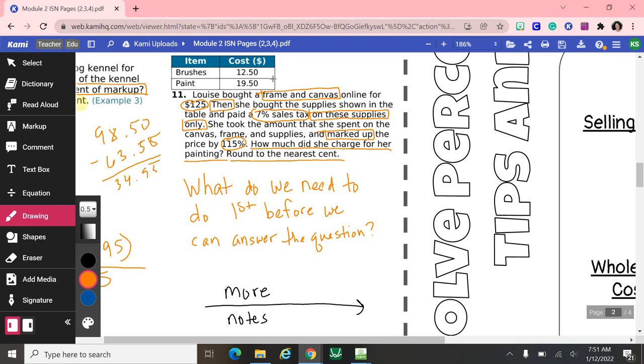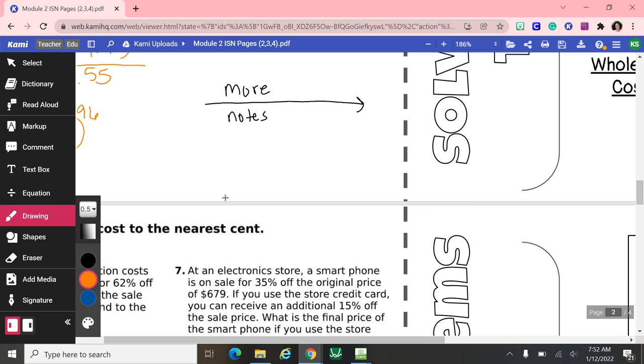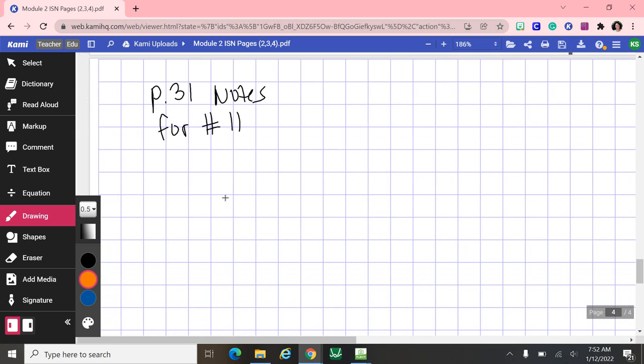So what do you think we need to do first before we can answer the question? It says, how much did she charge for her painting? Well, let's back it up. We know how much the framing canvas was, but we don't know how much the supplies were after taxes. We know their base cost, but then they had to pay 7% sales tax.